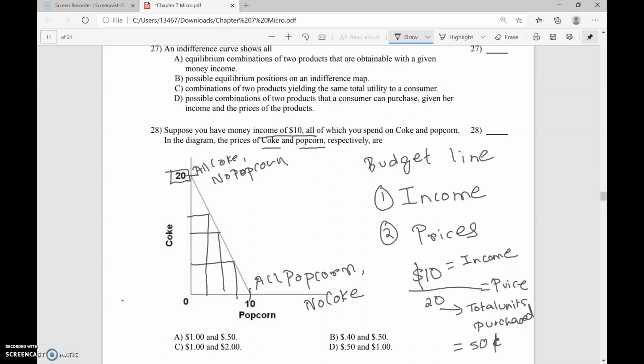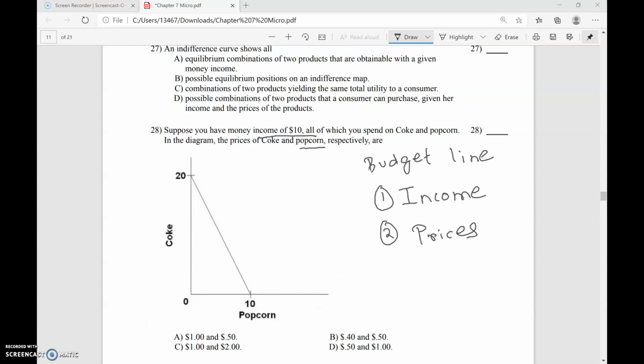If the consumer is spending all his money income on popcorn, the price of popcorn will be $1. So the anchor points that you can find here is by dividing the money income over the prices. Okay, hope this makes sense. So your answer for this question is choice D, which is 50 cents for Coca-Cola and $1 for popcorn.